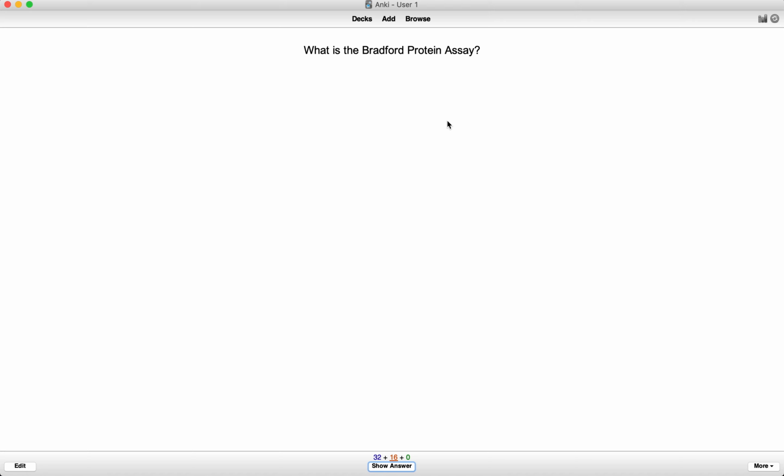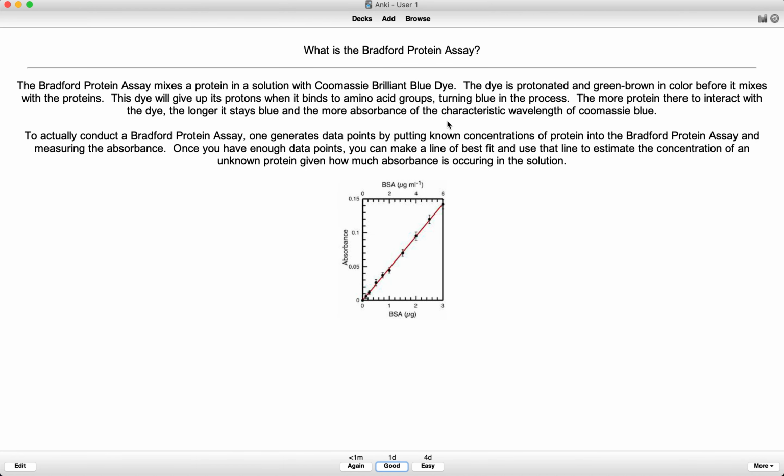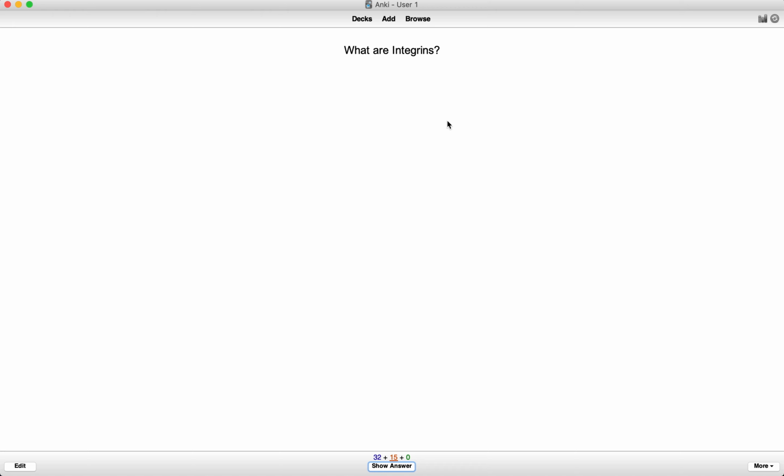But for protein, as we have a certain concentration of protein, you insert a blue dye and you measure the absorbance, because the more protein you have, the more absorbance you have for the blue dye. So you measure the absorbance of the blue color. Integrins are proteins that contain alpha chains and beta chains that are transmembrane, and they actually connect the cytoskeleton of the cell to the extracellular matrix of the cell.